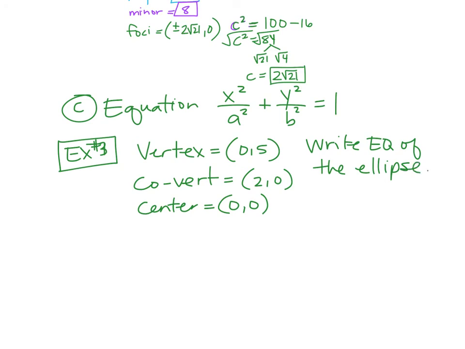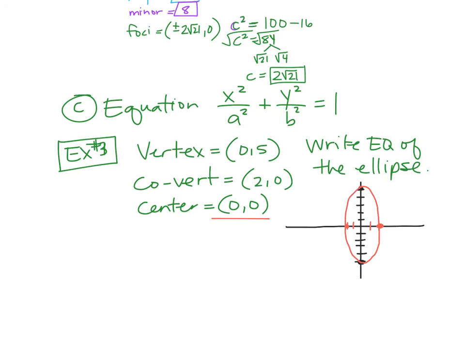Okay, so if this is our setup, if you think about what this graph would look like, that will help you, I think, to write an equation. So if you have a vertex at (0, 5), that means 1, 2, 3, 4, 5 is one of your vertices. And you have a co-vertex at (2, 0), 1, 2. Well, we know our center is (0, 0), so that means we have another vertex at negative 5, down here, and another co-vertex at (-2, 0), which is over here. So we're looking at this ellipse, okay?